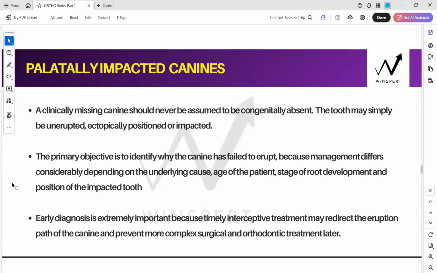The primary objective is to identify why this canine failed to erupt, because management can differ considerably depending upon the underlying cause, age of the patient, stage of root development, and even the position of the impacted tooth. It can require complex surgical management and complex orthodontic treatments. Deeper impactions can require complex surgical and orthodontic treatments. Do you all agree with that as well? Open or closed traction, absolutely, or surgical repositioning as well.